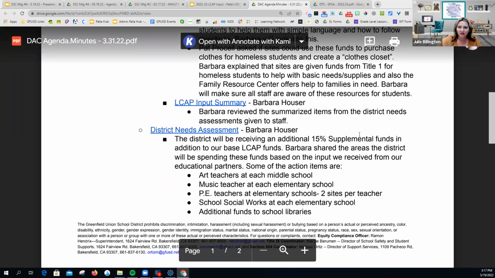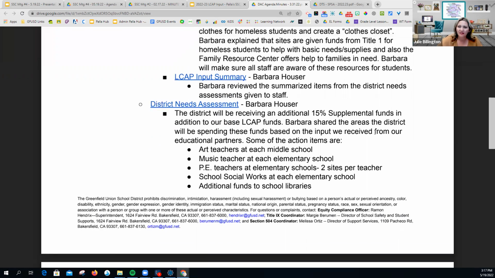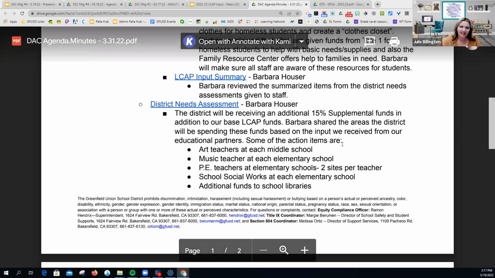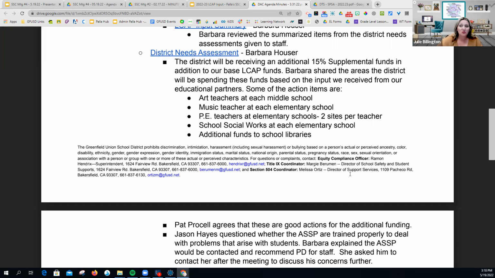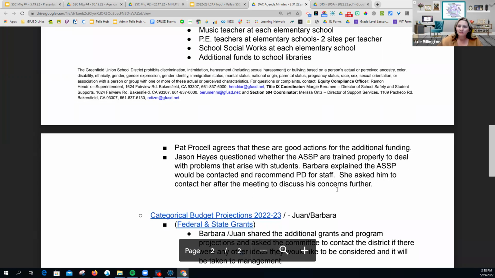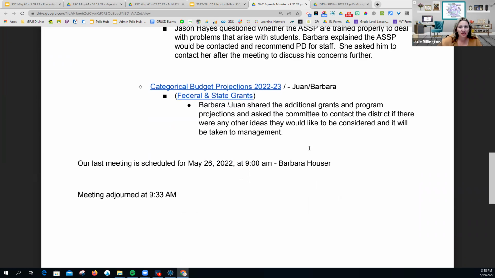And then they went over an input summary of LCAP. And then they talked about the district needs assessment. So like I said, it was very, very similar to our meeting. It's just more at the district level. And then they talked about these things because of the district needs assessment. Our district listens to our parents, staff, and students that fill these out. And so based on that feedback, that's why we're getting these different things: art teacher, music teacher, PE teachers at elementary schools, social workers at all of our elementary schools, and additional funds to libraries. And then they just went over their budget, projecting their budget for next year.